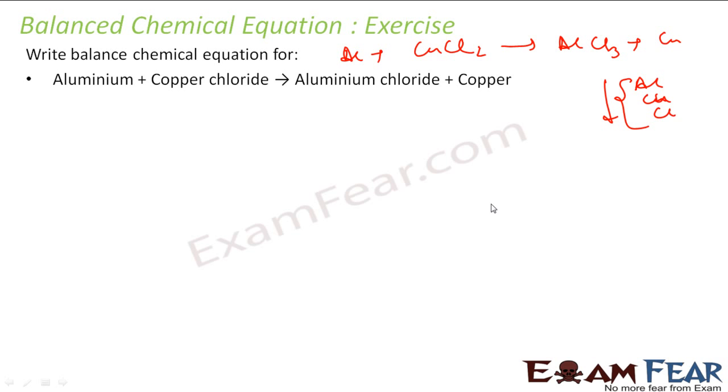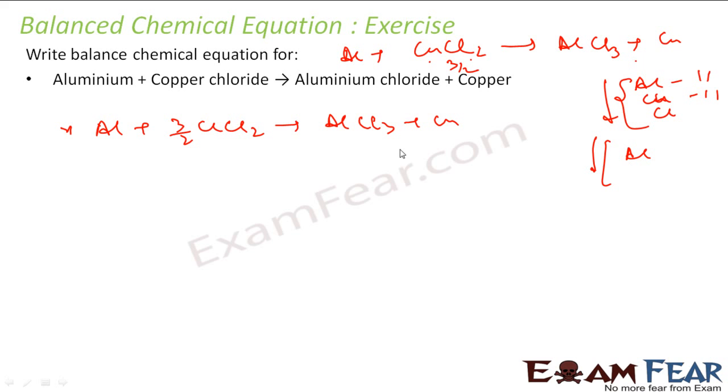Correct? So let's check the aluminium part. Aluminium is 1 and 1 here, balanced, right? Copper is 1 and 1 here, balanced. Chlorine is 2 here and there is 3. So what I can do is I can multiply this by 3 by 2. So what you get here is aluminium plus 3 by 2 copper chloride gives aluminium chloride plus copper. So now if you see my equation, aluminium is 1 and 1, both sides 1.